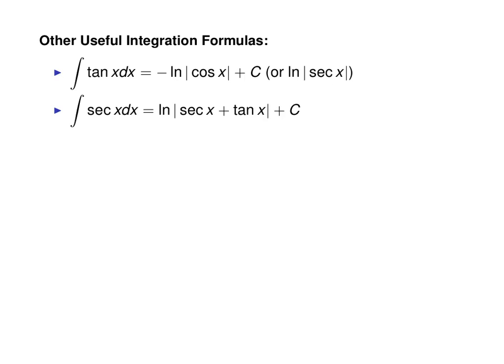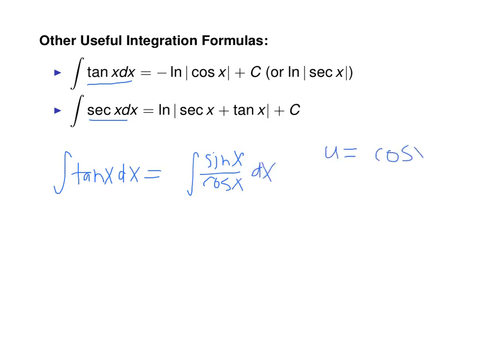Lastly, just a slight warning. If in your homework you come across a function where you end up with the integral of tangent or the integral of secant, you might want to use one of these formulas. Now, the integral of tangent is negative ln of cosine x plus c, or ln of secant x. If you want to figure out why that's true, you just have to notice that tangent is equal to sine over cosine. That's the integral of sine x over cosine x dx. And if you do a u-substitution for cosine of x, you end up proving this formula.